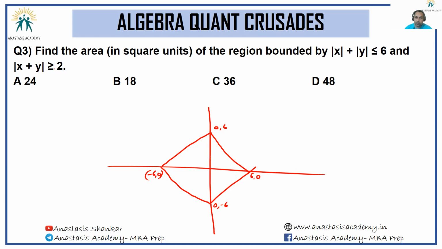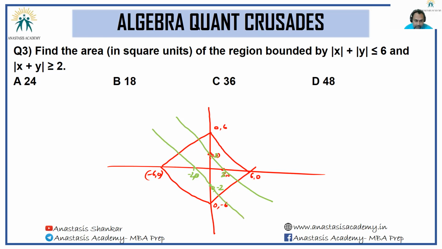And mod x plus y is greater than 2. And now this is interesting. If you only want the points on the axis, it would be like this. This would be (2, 0) and (0, 2). In fact, I should use a different color. (0, 2), (2, 0). And the line will go something like this. Similarly here, we will have (0, -2). And here it will be (-2, 0). Another line will go this way.